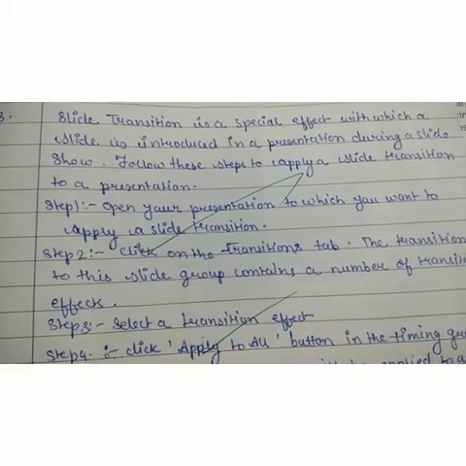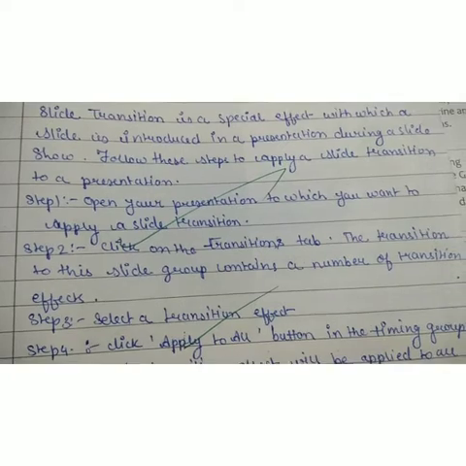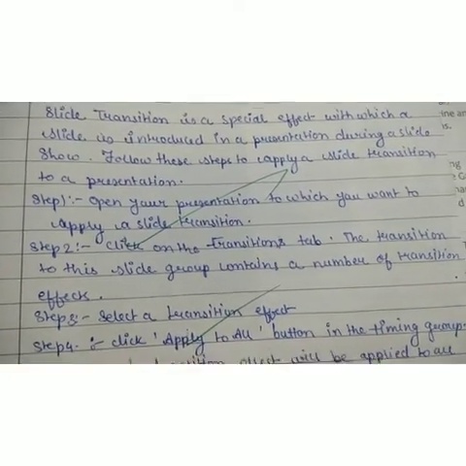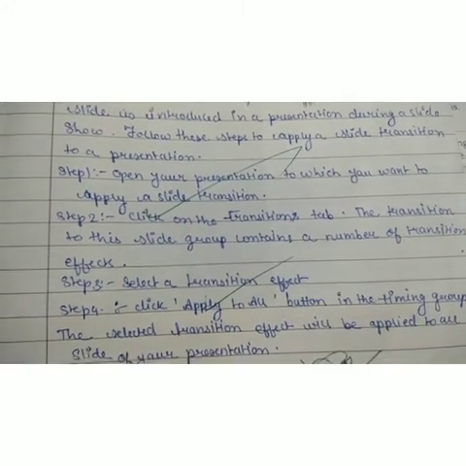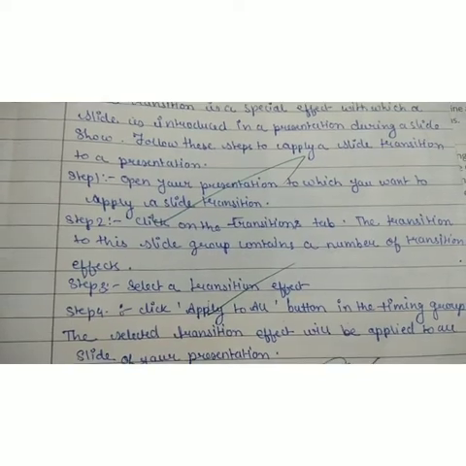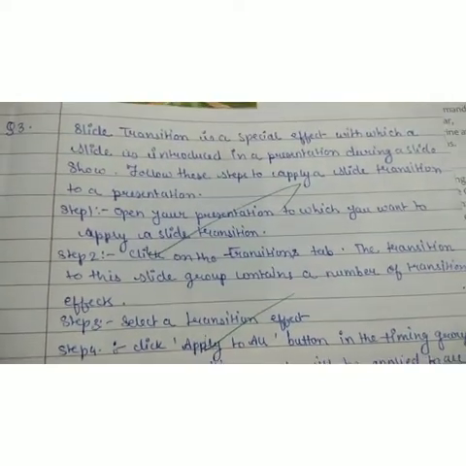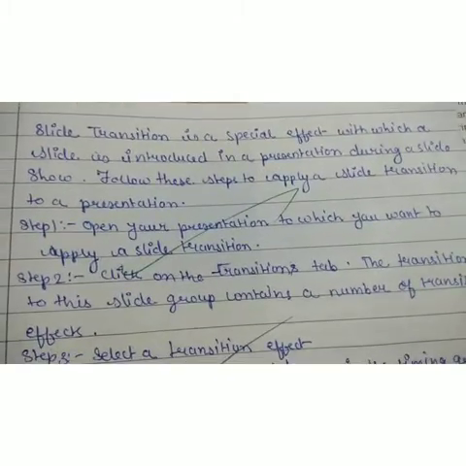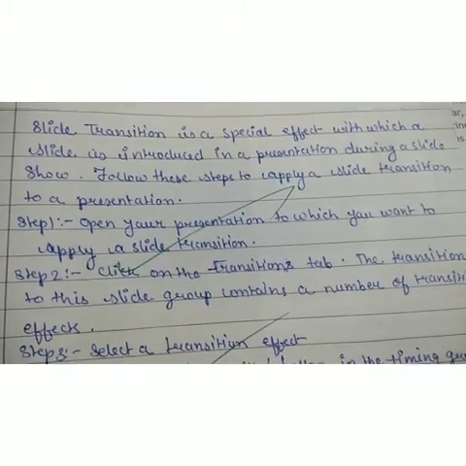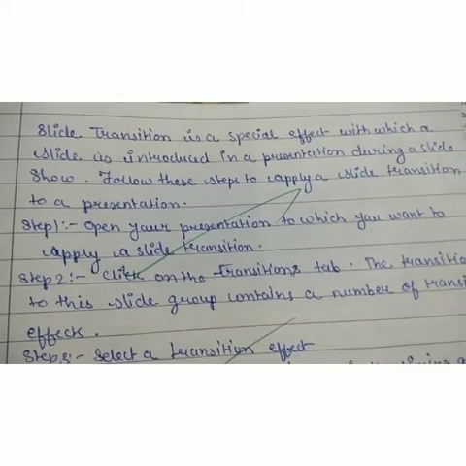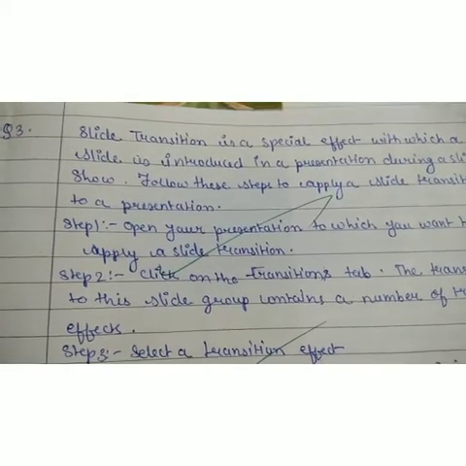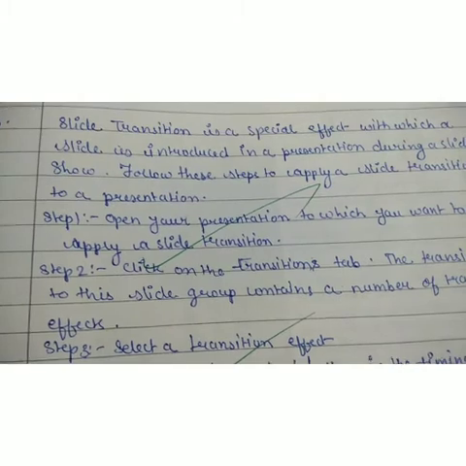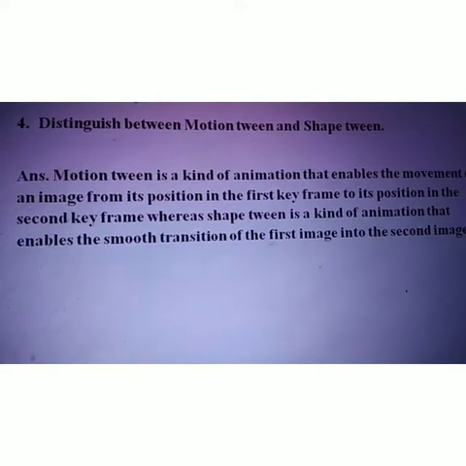The Transition to This Slide group contains a number of transition effects. Now students, select the transition effect. And fourth, click the Apply to All button in the Timing group. So the selected transition effect will be applied to all slides of your presentation. So a slide transition is a special effect we can use during a slideshow. We already know how to apply these steps in our presentation.